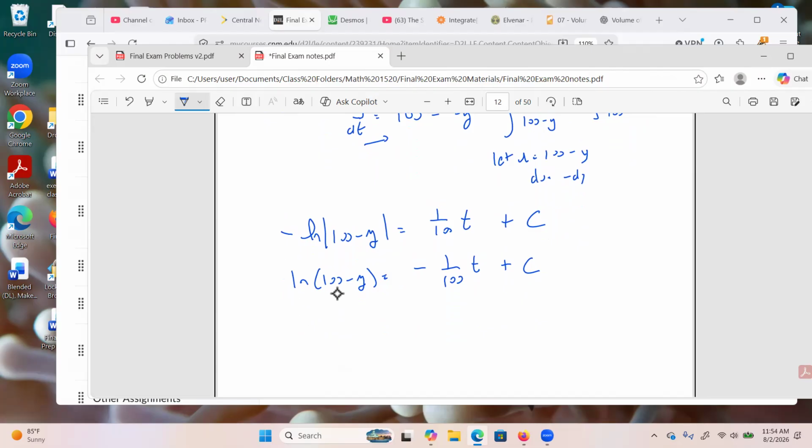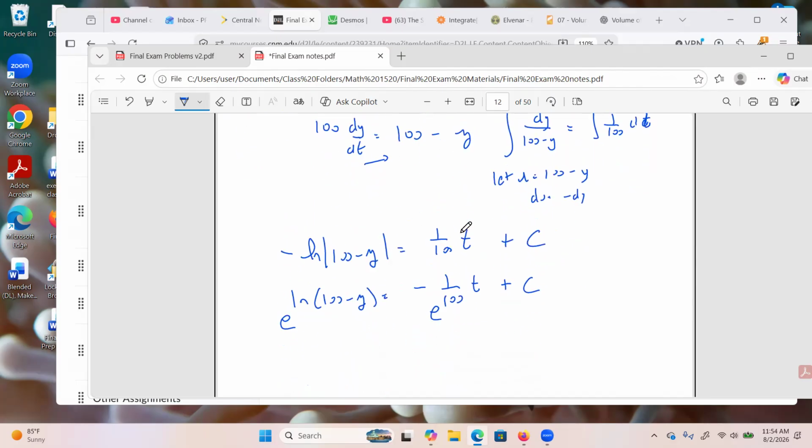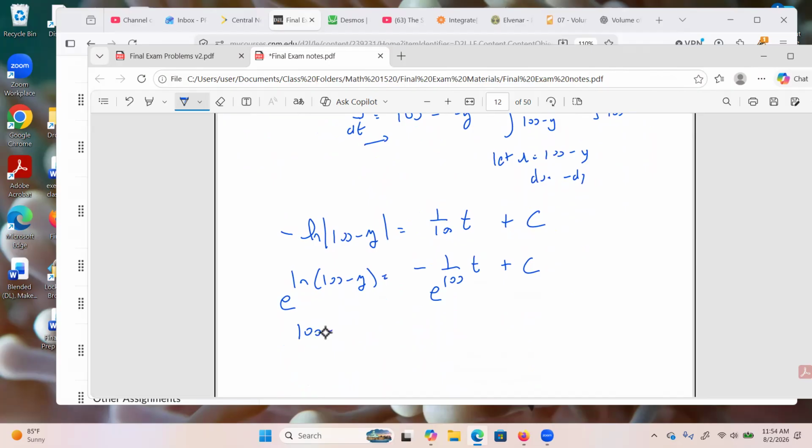And the next thing we're going to do is solve for y. So I'm going to unlogify everything, raising both sides to the power of e. So we get 100 minus y equals e to the negative t over 100 plus c in the exponent. Remember that in the exponent, e to the a plus b is really e to the a times e to the b. That's how that works.